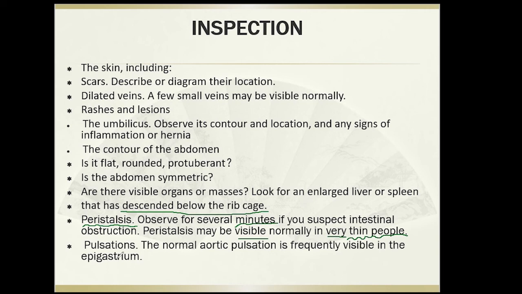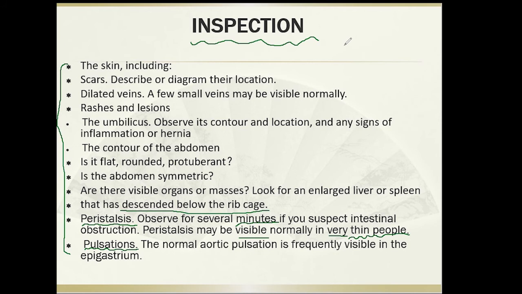And sometimes for pretty thin people, we can even see the pulse jumping. So that's some situations we can see by inspection. That's the first part. We've been talking about physical examination of the abdominal area, inspection.